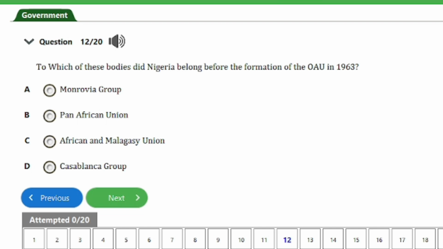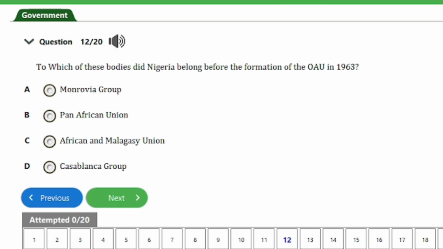Let's consider the next question, guys. And here is our next question, question number 12. It says, to which of these bodies did Nigeria belong before the formation of the OAU in 1963? We have A, Monrovia Group, B, Pan-African Union, C, African and Malagasy Union, D, Casablanca Group. So guys, the answer to this question is option A, that's Monrovia Group.